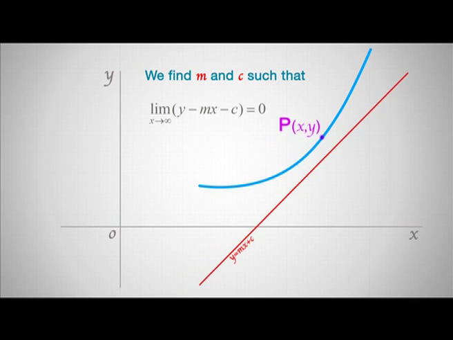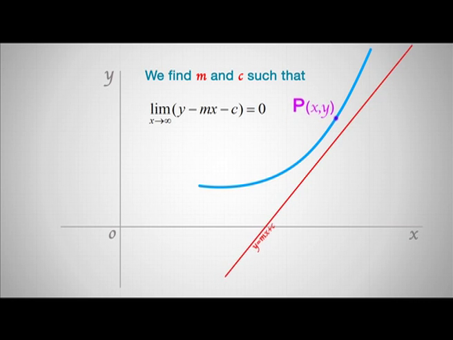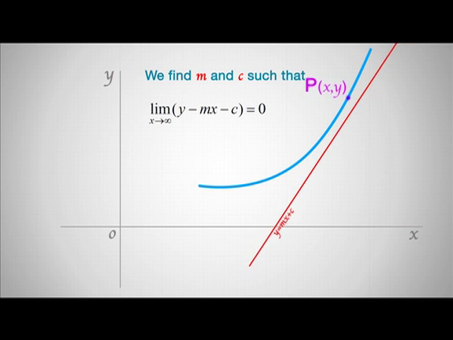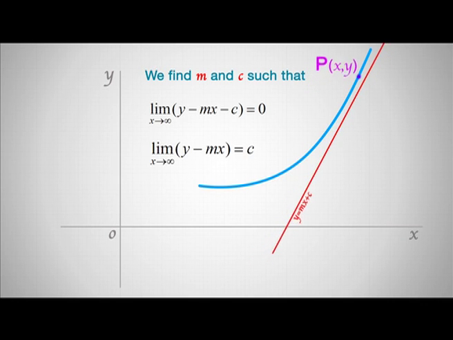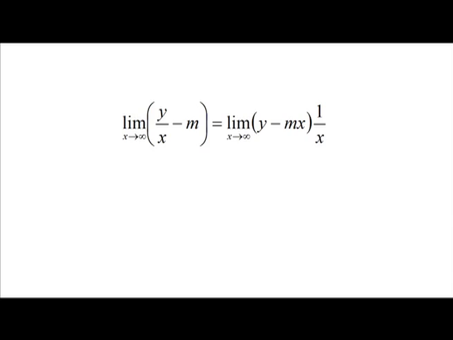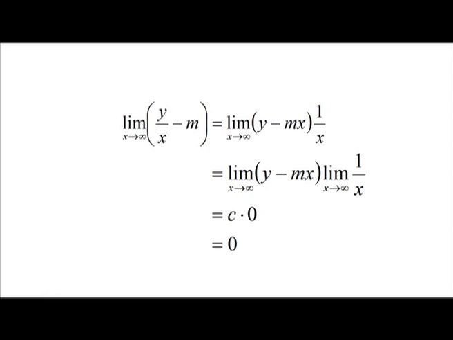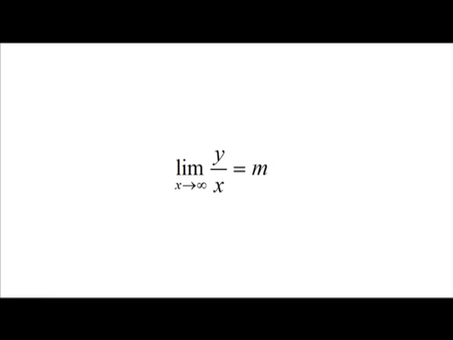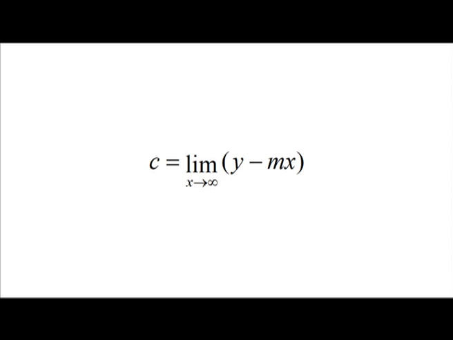This happens when the limit as x goes to infinity of y - mx - c is equal to 0, which means that the limit as x goes to infinity of y - mx is equal to c. Now, the limit of (y/x - m) equals the limit of (y - mx) times 1/x, which is the limit of (y - mx) times the limit of 1/x, that is c times 0, which is equal to 0. So, the limit as x goes to infinity of y/x is equal to m. The other constant c may be obtained from c equal to the limit as x goes to infinity of y - mx.